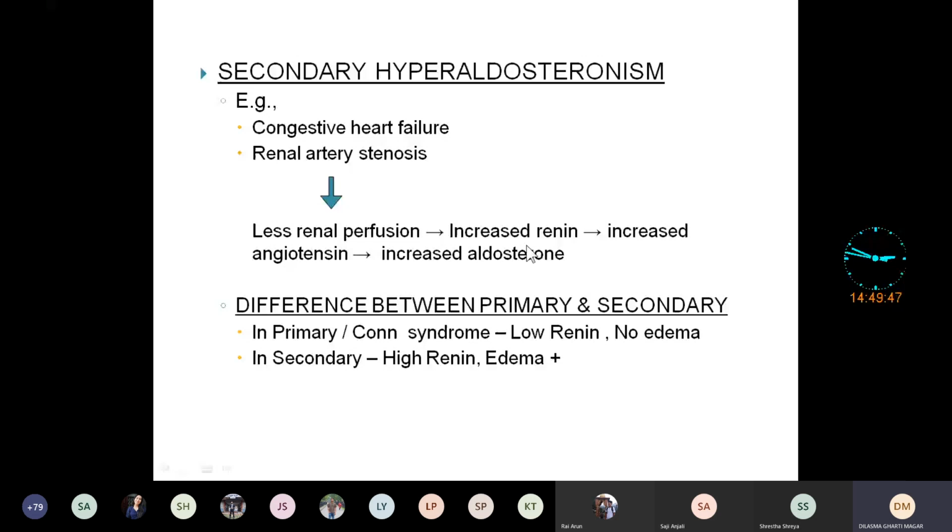Now we'll come to the difference between the primary and the secondary hyperaldosteronism. In primary, or Conn syndrome, there is low renin and there is no edema. Whenever the renin is less, there is no water and sodium retention, so there is no edema. But in the secondary hyperaldosteronism, high renin will be there, and then the edema is there. So this much you understood?